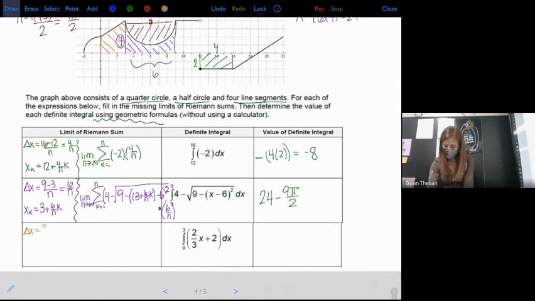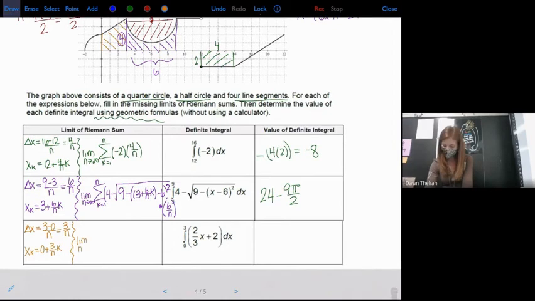B minus A divided by n. So 3 over n. And our x k is 0 plus 3 over n k. When I plug it in, I'm not going to write the 0 in there. So limit as n goes to infinity, summation k equals 1 to n. Then we've got our 2/3, and instead of an x, 3 over n times k. And then that's plus 2. And dx is our delta x again.